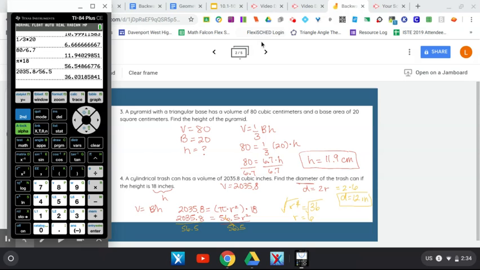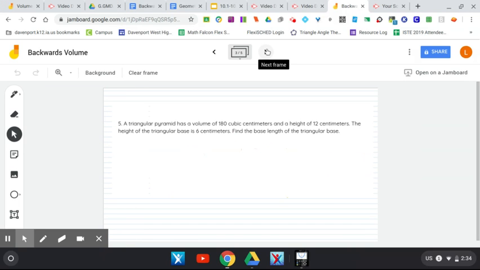All right, next question here. It says a triangular pyramid has a volume of 180 cubic centimeters and a height of 12 centimeters. The height of the triangular base is 6 centimeters. Find the base length.